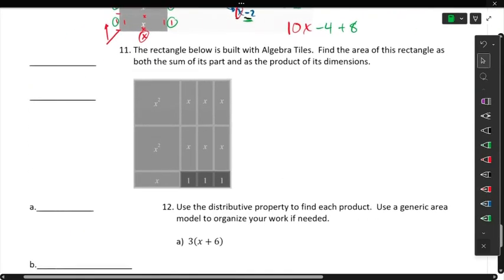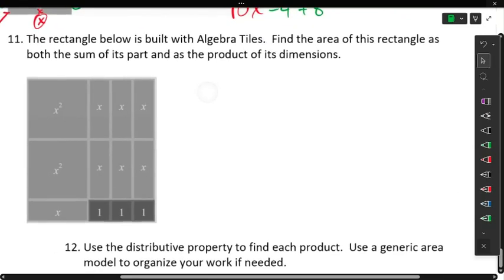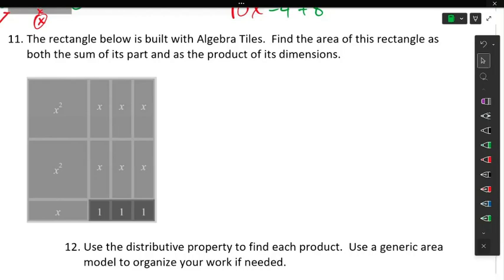The other thing that we've worked on quite a bit is finding the area of algebra tiles, or using algebra tiles to do multiplication problems. So this is not a generic area model. This is a very explicit area model using algebra tiles. And if I look at the height of it, this is 2x plus 1 tall, and the width of this is an x plus 1, 2, 3.